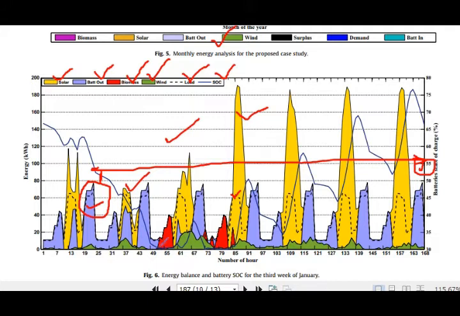At this point, the battery SOC is at minimum. If you see here, it's at a minimum of 30%, so the allowable discharge of the battery in this case is 70%. The red one is the starting of the biomass. This is the most critical condition, when the PV and the wind are not available and the battery is not sufficient to meet the load demand.